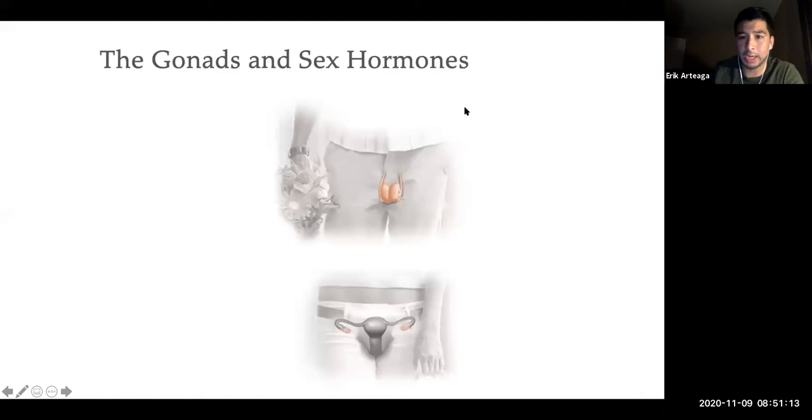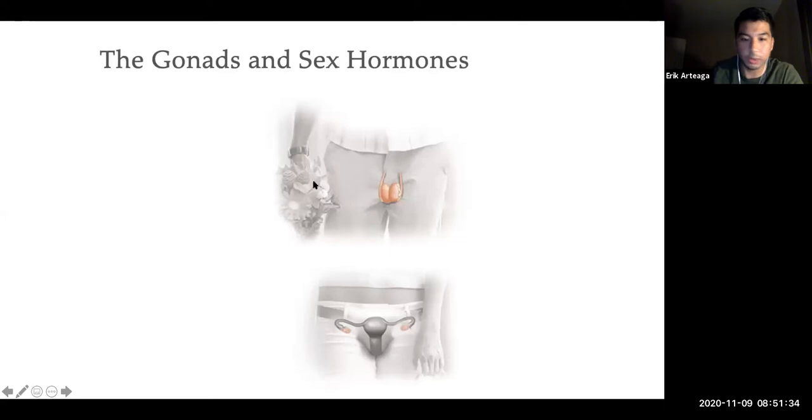All right, so gonads and sex hormones. So these are going to be the testes and the ovaries, right? And these organs are going to be secreting either the androgens or progesterone or estrogen, right? And you're going to be controlling the secondary sexual characteristics of humans. And they also have a role in reproduction, right?